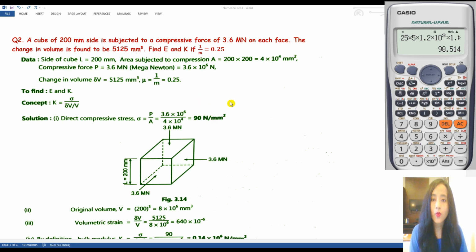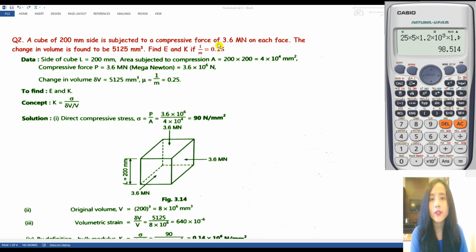From this y-axis 3.6 is again acting inside, and here from the z-axis also it is acting inside. So from all three directions compressive force is acting, and the change in volume is also given. And what have we been asked to find here? E is Young's modulus, the modulus of elasticity, and K is the bulk modulus, and Poisson's ratio is given here.